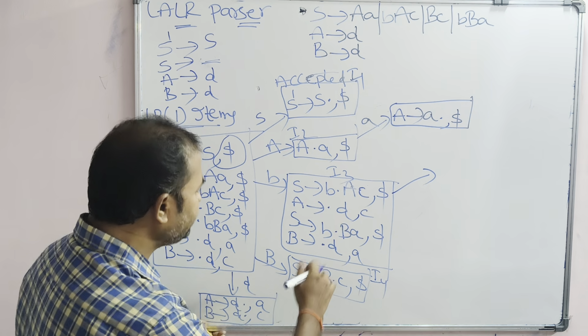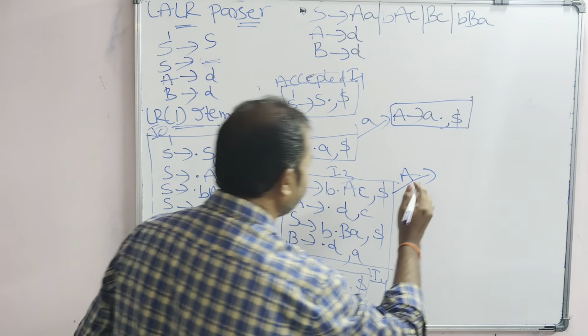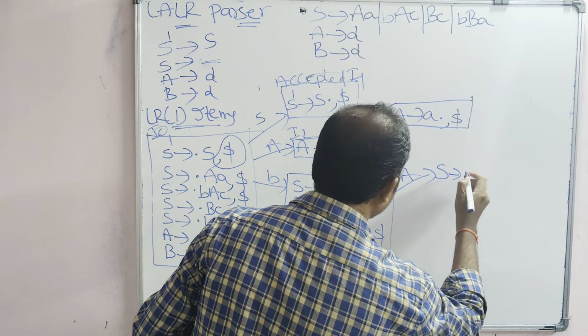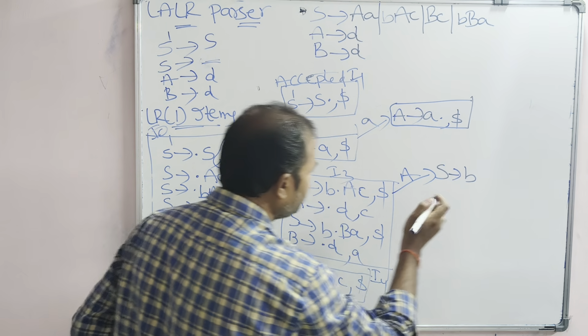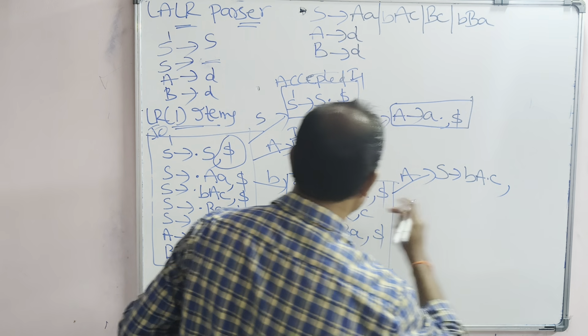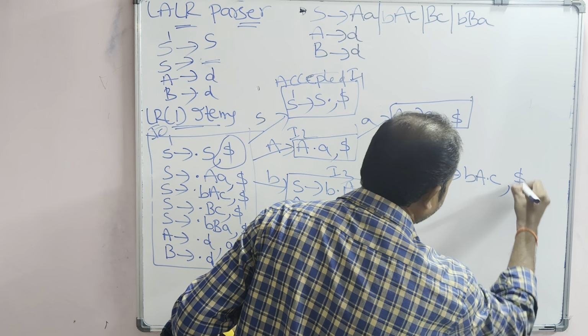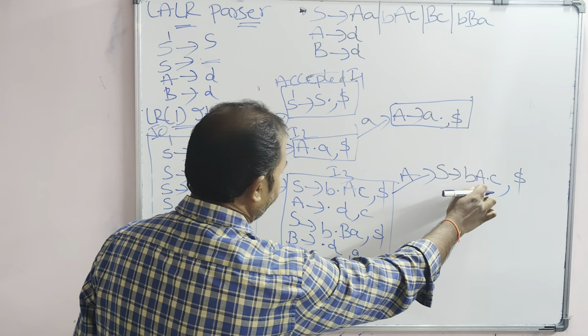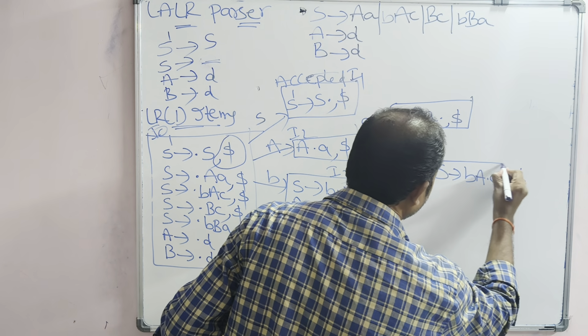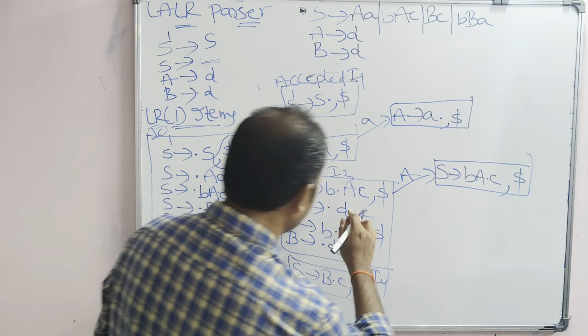So if you see I3, after dot we have capital A. So apply A on I3. Then the production will become S produces BA dot C. While calculating goto, no need to change the look ahead. After dot we have a terminal, so we can stop the process.